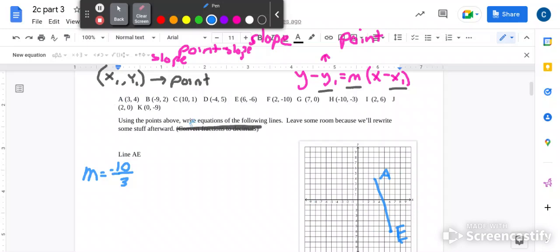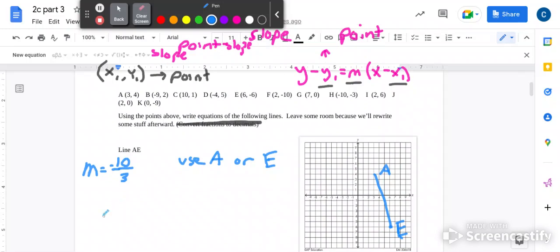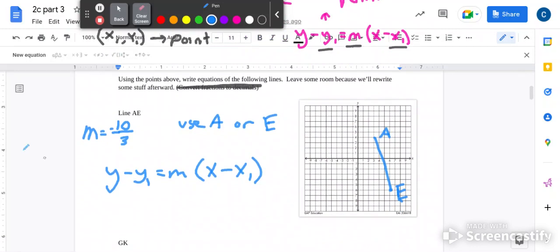For our x1, y1, we can use A or E in the point slope form. Either one doesn't matter. Your choice. It'll be the same thing. So again, point slope form, y minus y1 is equal to m times x minus x1. And for this one, I'm just going to use A as our point. We could use E, but I'm going to use A.